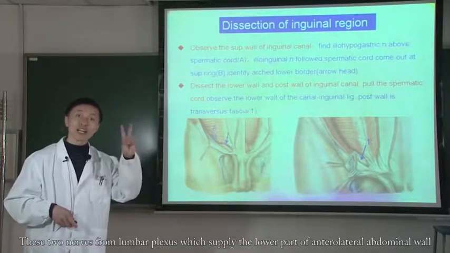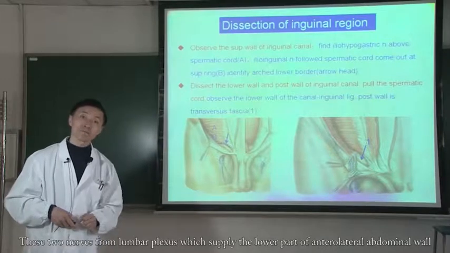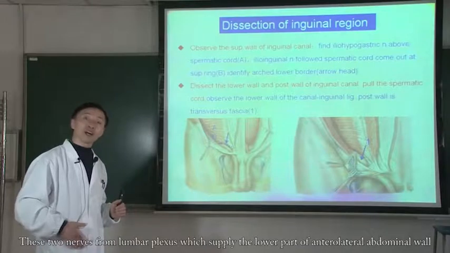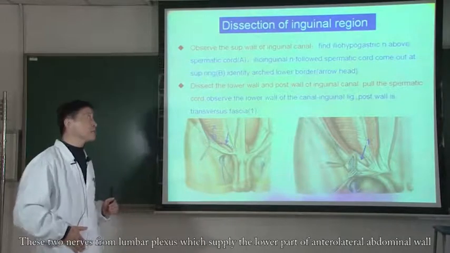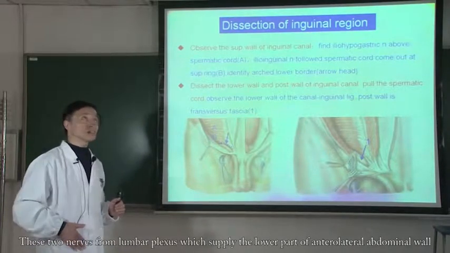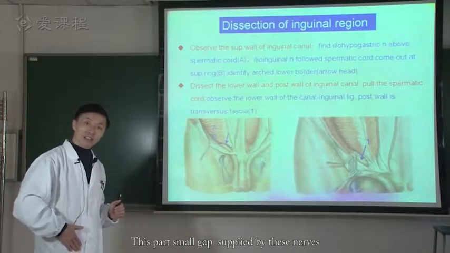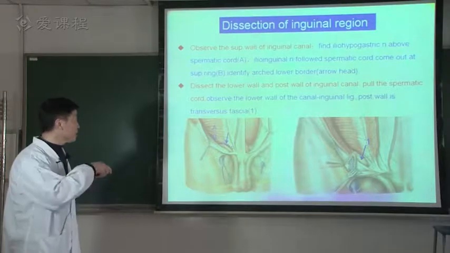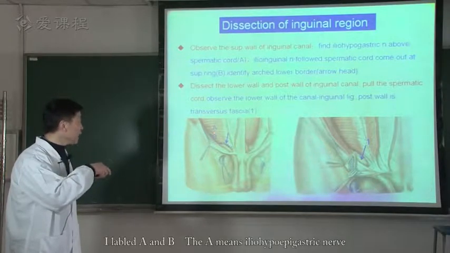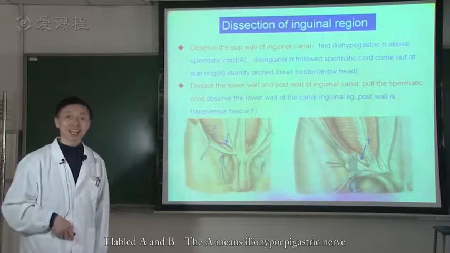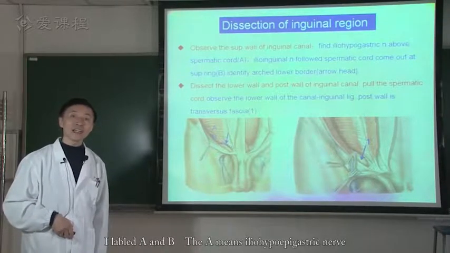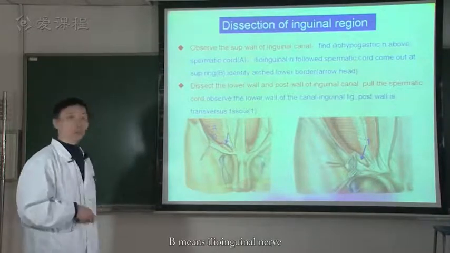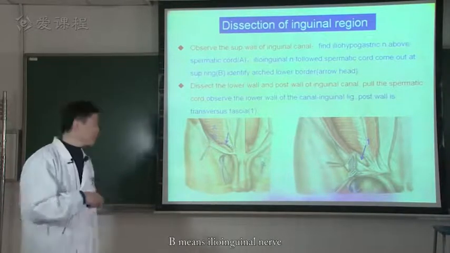These two nerves from the lumbar plexus supply the lower part of the anterior lateral abdominal wall. This part, a small gap, is supplied by this nerve. I labeled A and B. A means the iliohypogastric nerve. B means the ilioinguinal nerve.